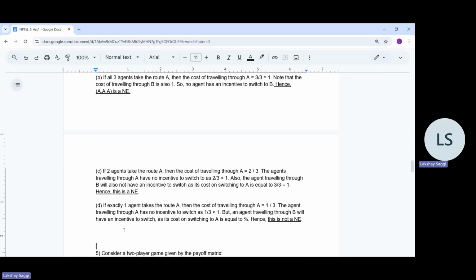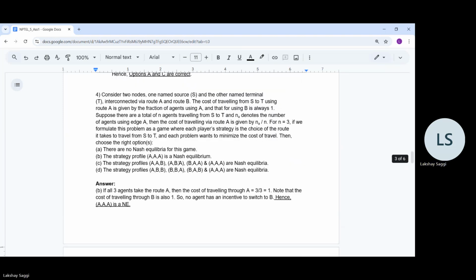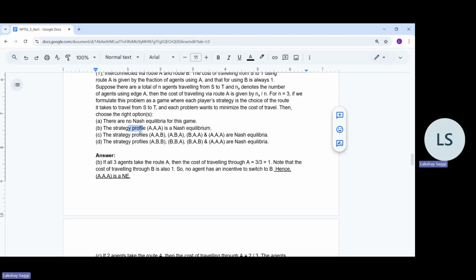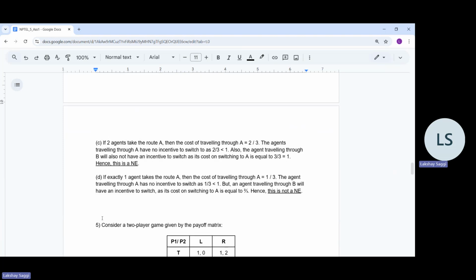So we see that option B is correct and option C is correct. Option D, which says there are no Nash equilibria, is wrong because we have already obtained Nash equilibria. So options B and C are correct and option D is incorrect. Hence options B, comma C are correct. I hope this is clear to everyone.